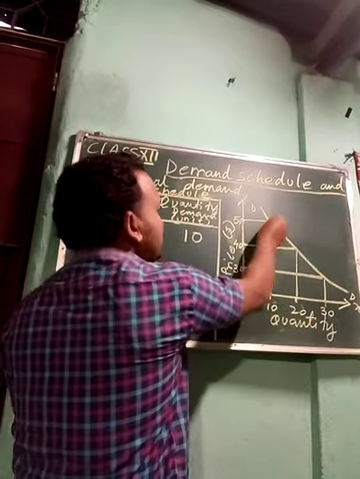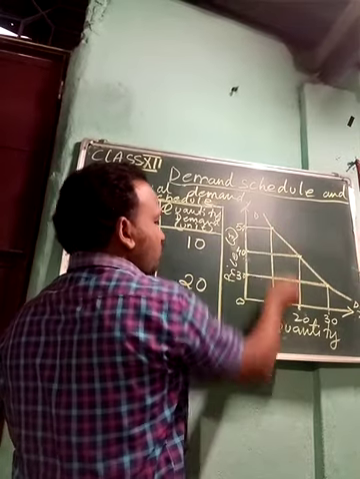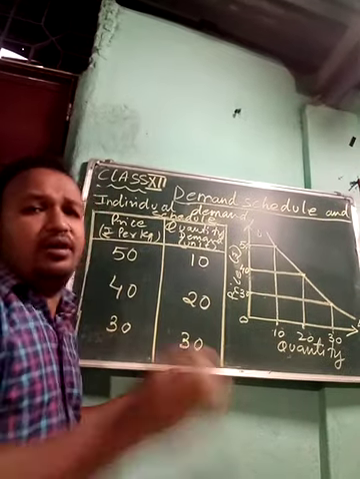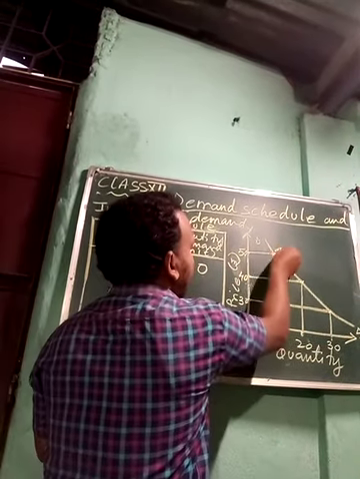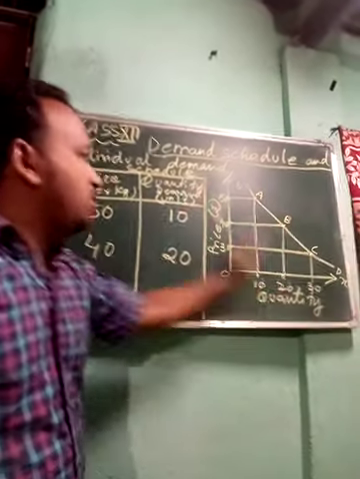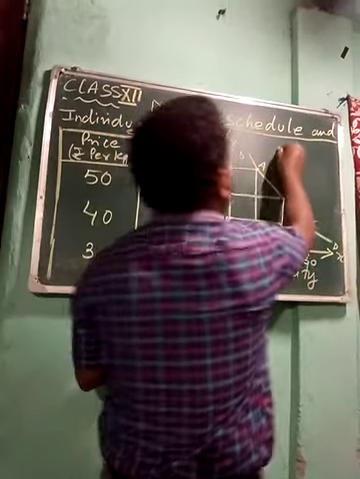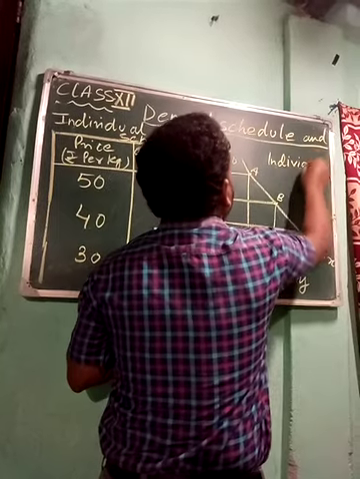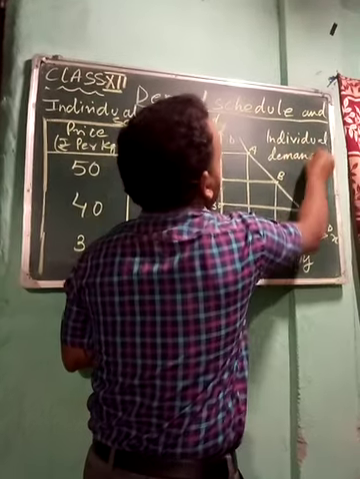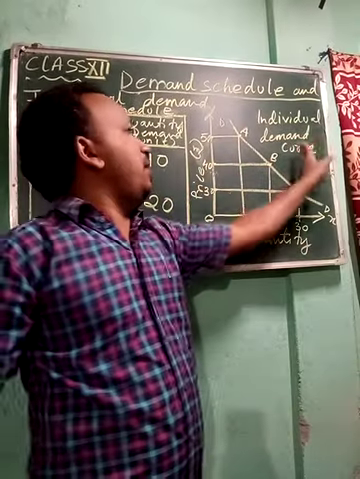After that, each point of intersection, where when the price was 50 the quantity demanded is 10, you have to give an alphabetical name. So here we can put the names A, B and C. When you do this, your individual demand curve is completed. You can write here individual demand curve. So you see, your individual demand curve is ready.